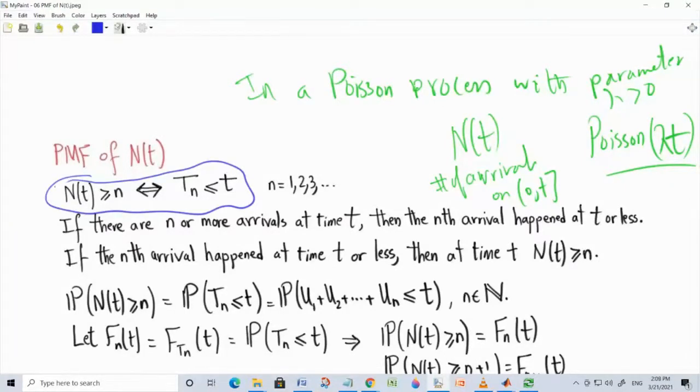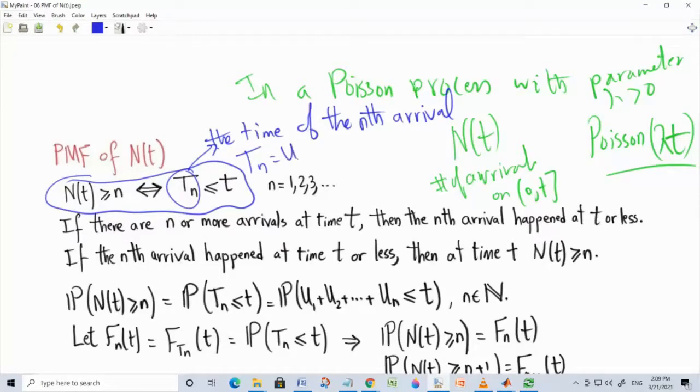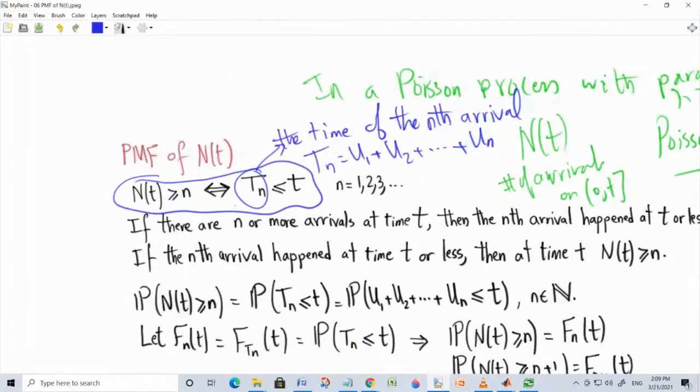N of t greater than or equal to small n if and only if big T sub n is less than or equal to t. So remember that big T of n is the time of the nth arrival or nth event, and big T of n is equal to U1 plus U2 up to Un. So I am saying that these two events are equivalent.